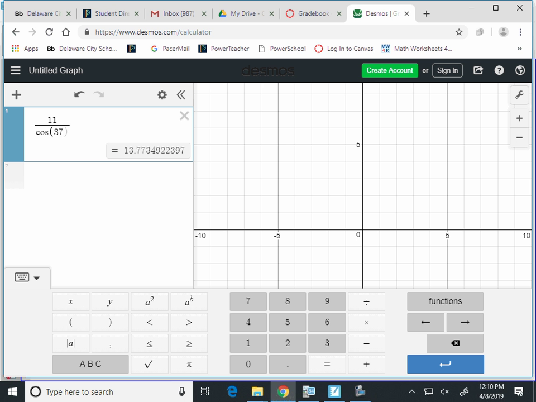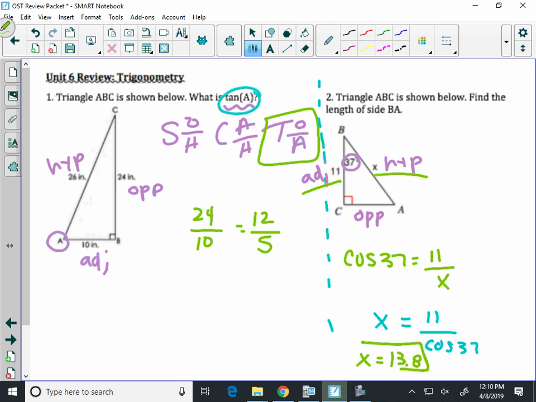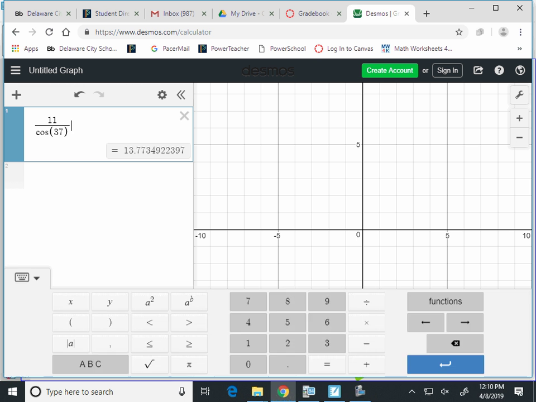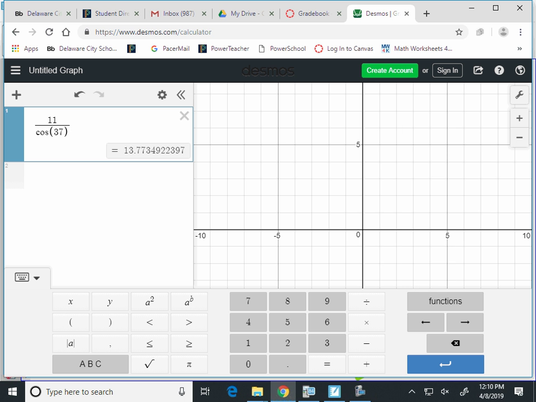Okay? So if we round to the nearest tenth, it would be 13 point what? 8. X is equal to 13.8. That is the length of that side, because the 7 would bump that 7 up too. Questions over that? When you get all those trig functions, you literally just go to functions, and they're all in. Questions over that?